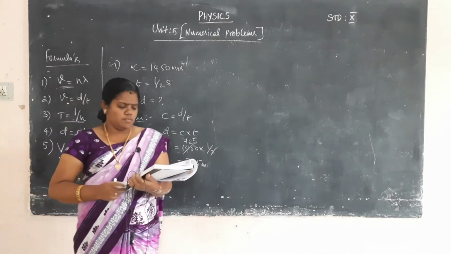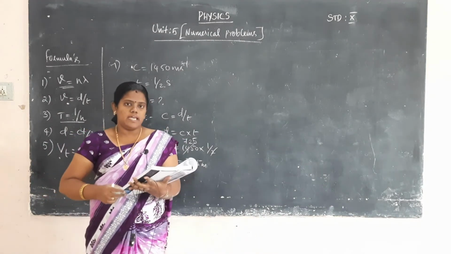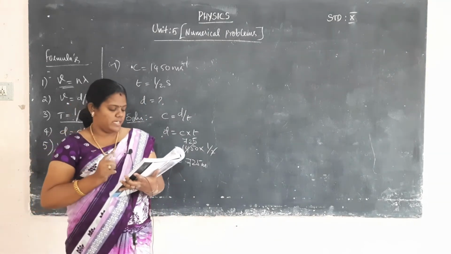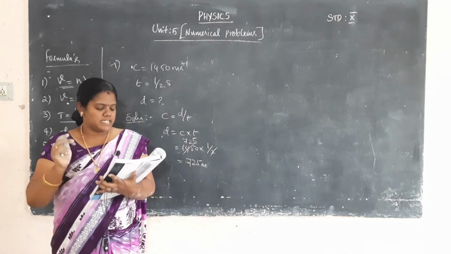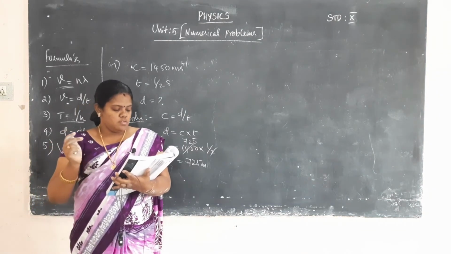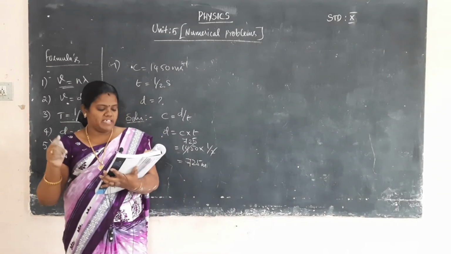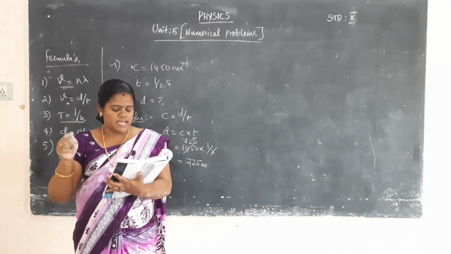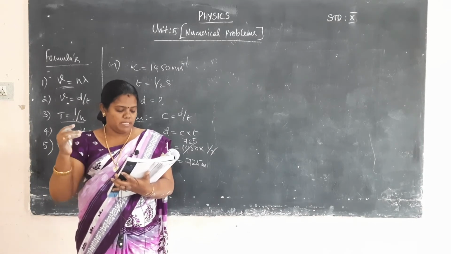I have explained all the 7 example exercise problems. And now I will explain the brief questions only, very brief questions. Third question: what is the minimum distance needed for an echo? That is 17.2 meter. And the fourth one: what will be the frequency of sound having 0.20 meter as its wavelength when it travels with a speed of 331 meter per second?